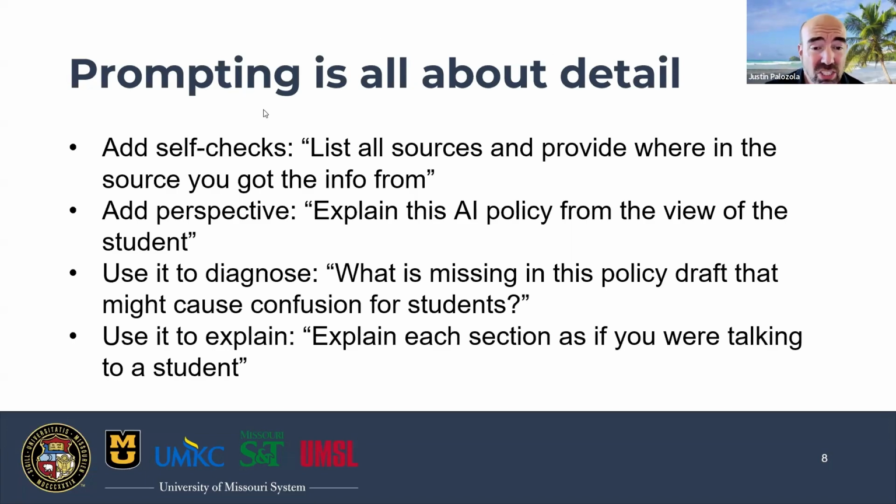But then we also, in some cases, want to add self-checks. So list all sources and provide where in the source you got the info from. This is extremely important. A lot of you mentioned, how do I know if the data is current? Or how do I know if the data is factual?